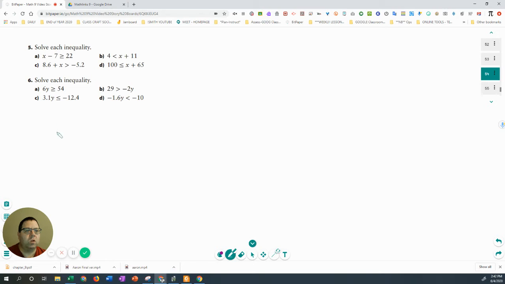So I'm going to focus on question 6 here. Why don't we do question C? So 6C. We got 3.1y is supposed to be less than or equal to negative 12.4. Okay, well, not a whole lot different to start out with. We're going to divide both sides by positive 3.1, so we don't need our special exception rule here.